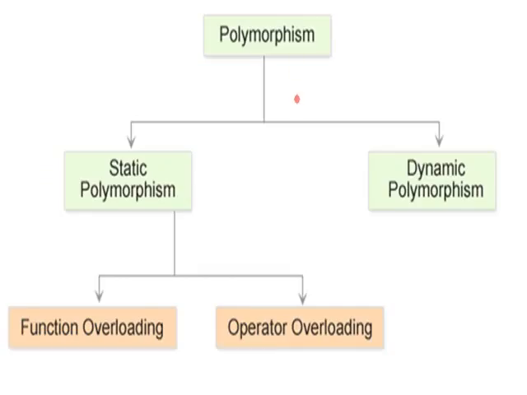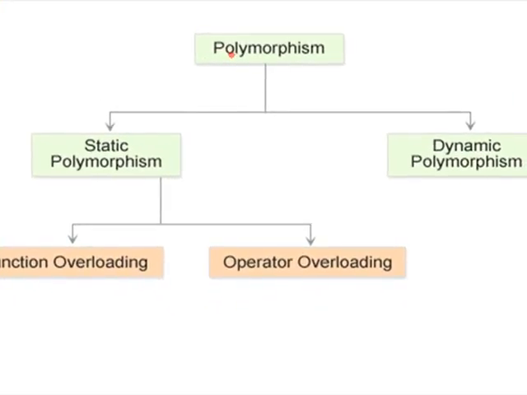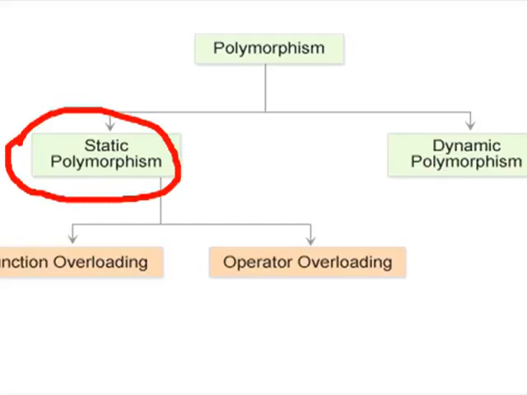So as you could see here, polymorphism has two types: static polymorphism and dynamic polymorphism. And in static polymorphism, we have function overloading and operator overloading. Let's first discuss the static polymorphism a little bit. When we say static polymorphism, what does that mean? If it's static, it means we know in advance. That means at compile time. It's actually compile time polymorphism.